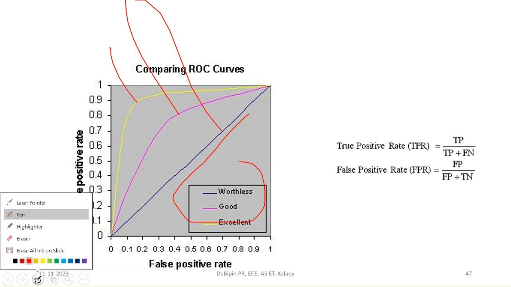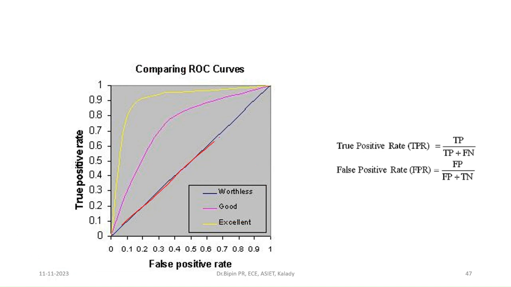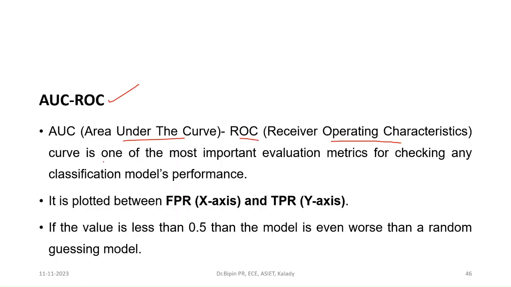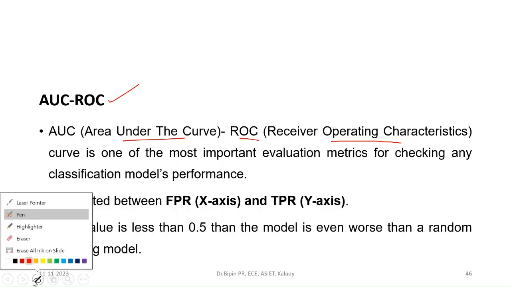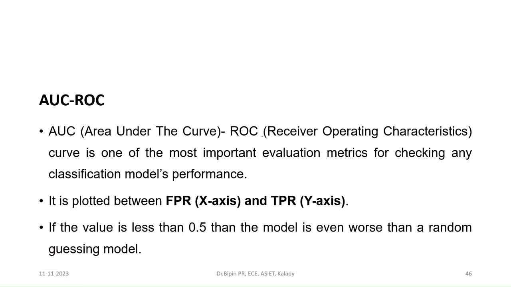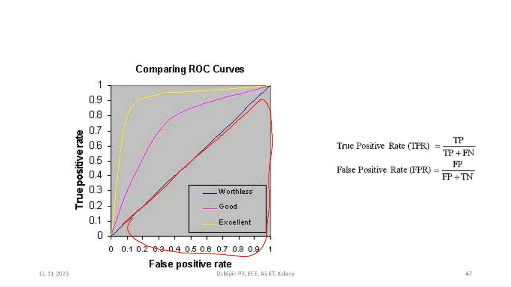Okay. So for this particular curve, how much area is there under this? Total area. That is the AUC under this ROC. That is AUC ROC. What is that curve? Receiver operating characteristics curve is one of the important evaluation metrics for checking any model's performance. It is plotted between FPR and TPR, the false positive rate and true positive rate. So these are the equations for true positive rate and false positive rate.